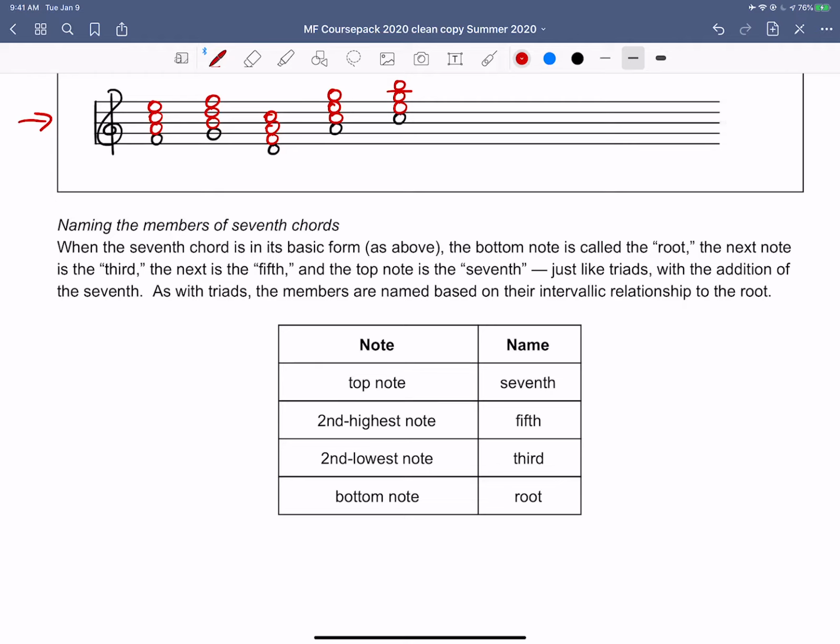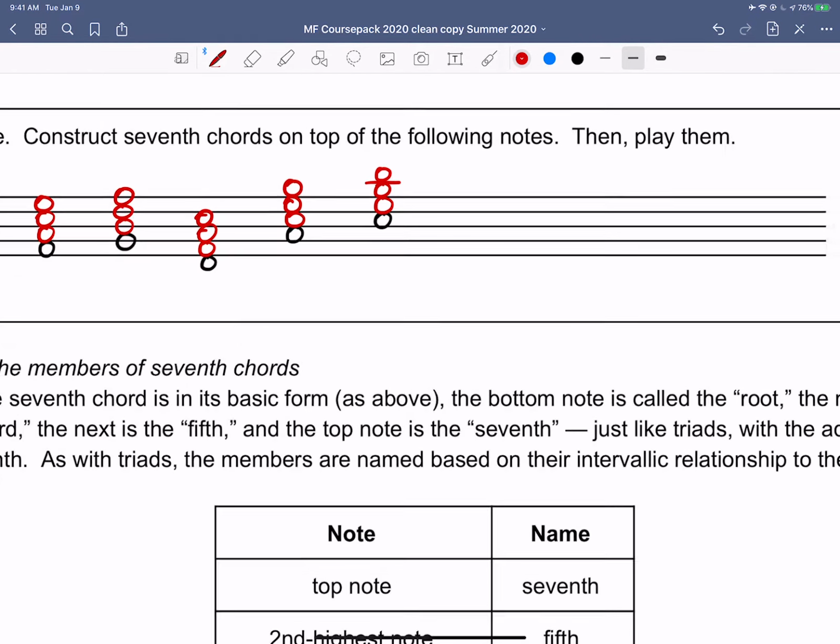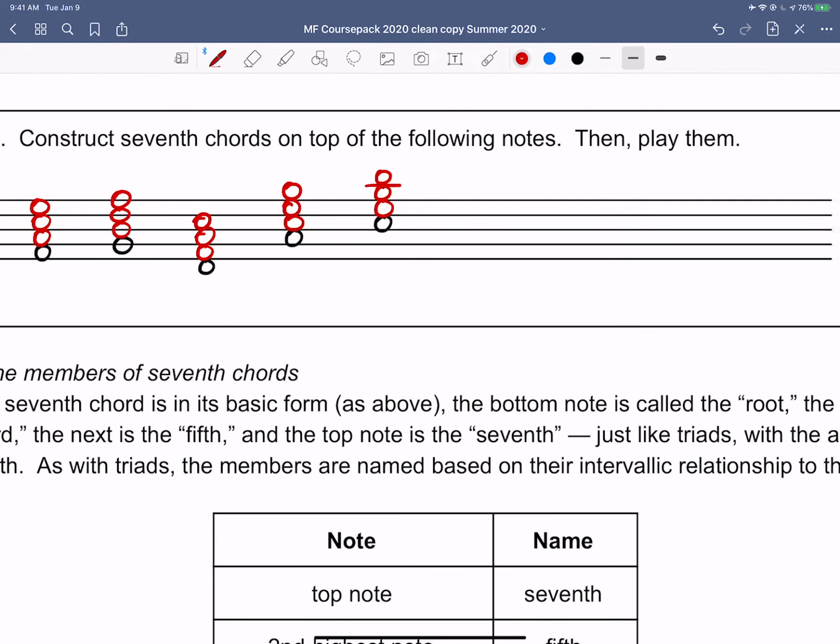Now, let's figure out how to name these chords, and let's actually use this one as an example. And I should say, name the members of these chords. So the bottom note, when you see it in this nice configuration, is unsurprisingly going to be called the root. The next note up is going to be the third. The next note after that, you can guess, is going to be the fifth. And the top note, when it's in this basic form, is going to be called the seventh. So root, third, fifth, and seventh.